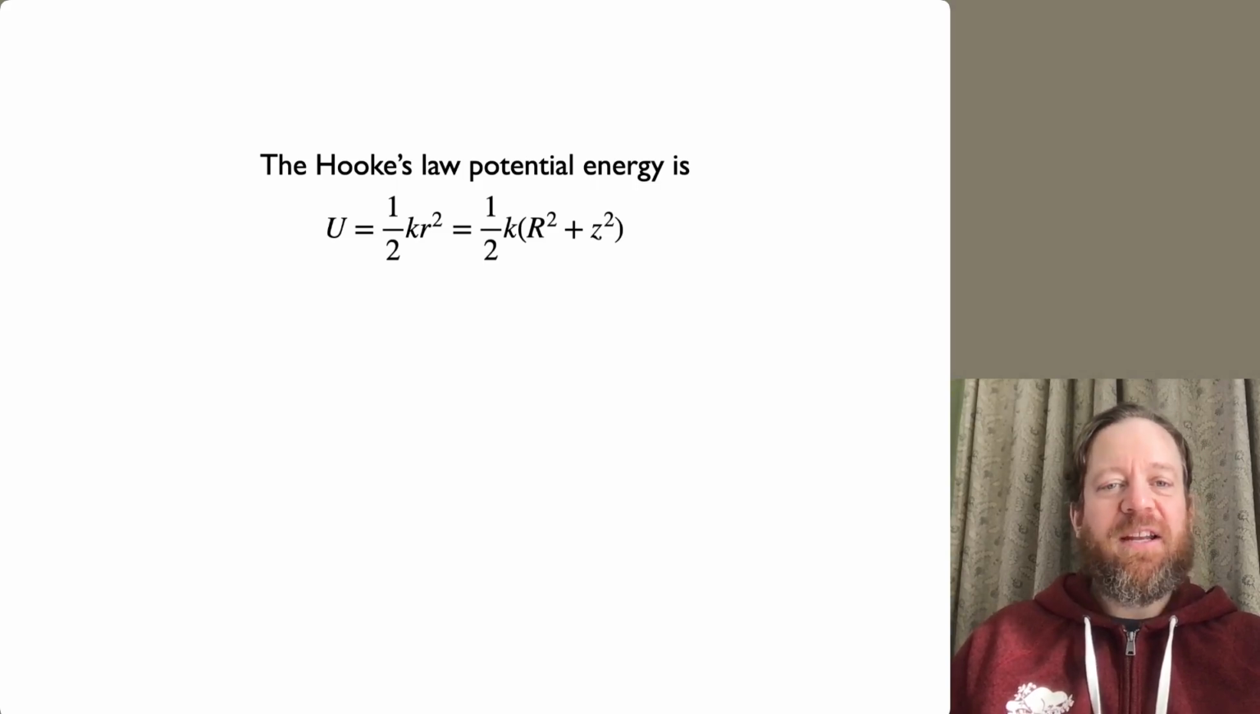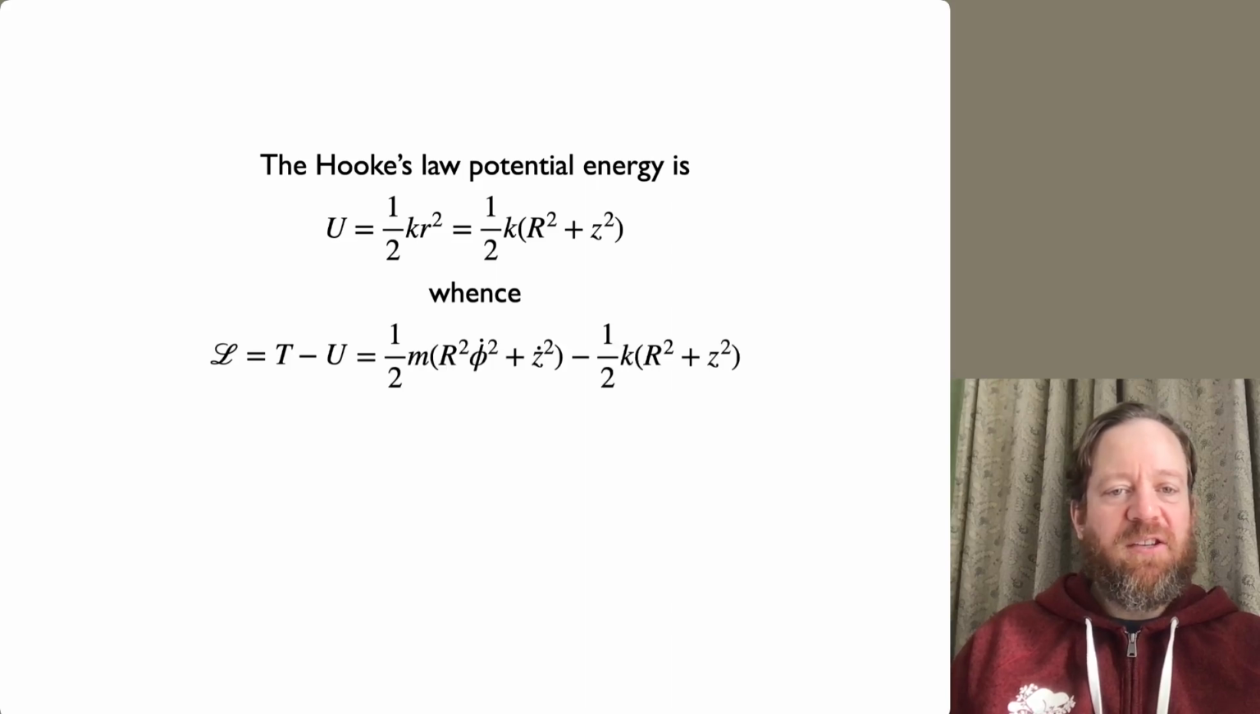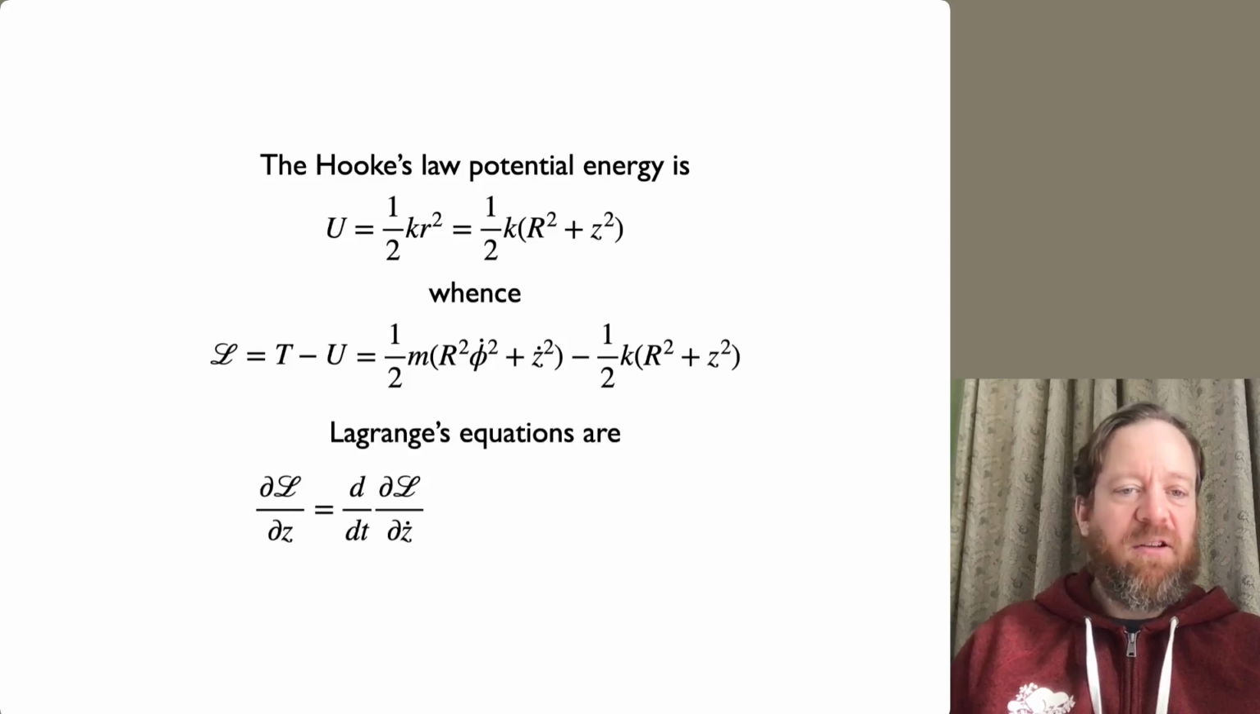We now have both the kinetic and potential energies, and so we can write down the Lagrangian L, which is just equal to T minus U. We substitute in for T and U, and we find the Lagrangian is 1/2 m times r squared phi dot squared plus z dot squared minus 1/2 k times r squared plus z squared. At this point, all the hard work really is done. All we need to do now is write down Lagrange's equations and turn the crank.